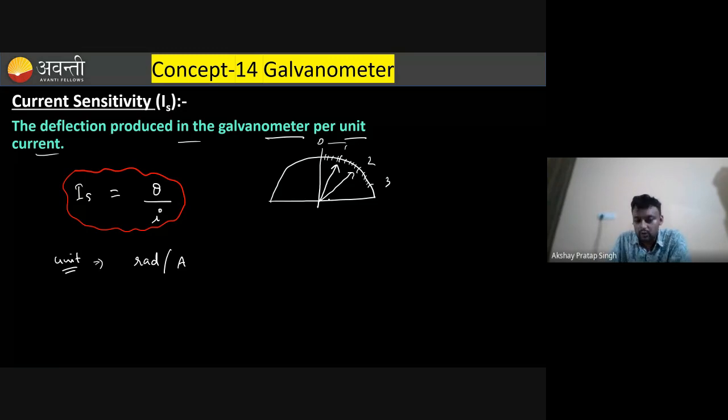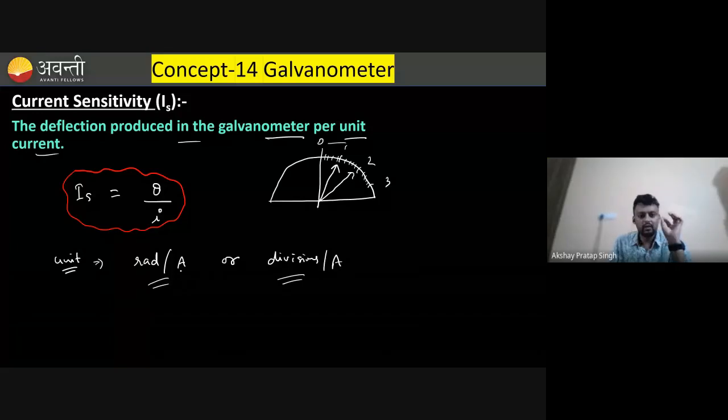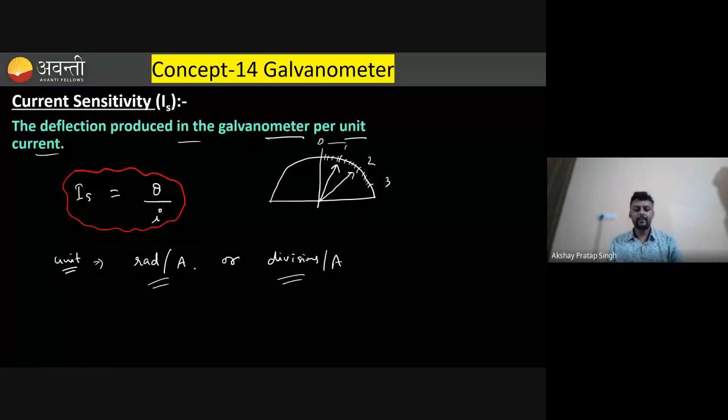So one more unit which can be formed here is divisions per ampere. Is this clear? What is current sensitivity?